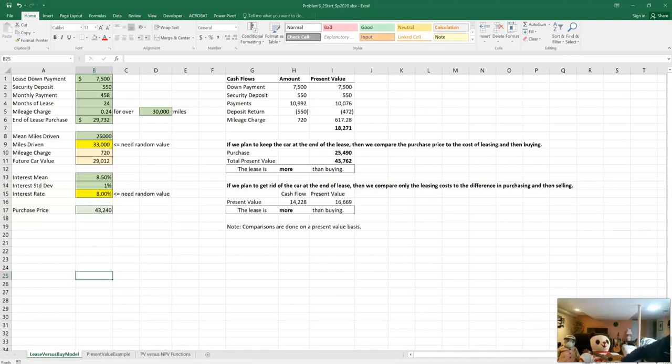Inputs, of course, were given in the problem. You go back and you can see the down payment for the lease, the security deposit, the monthly payment, how many months the lease is, how much you pay per mile, what the limit is on miles, the end of the lease purchase price. Those are all inputs. Then we have the random parts, which we haven't randomized yet: the mean miles driven, and the distribution information for the interest rate, 8.5% mean with a standard deviation of 1%. And down here, if you buy it now, what the purchase price is.